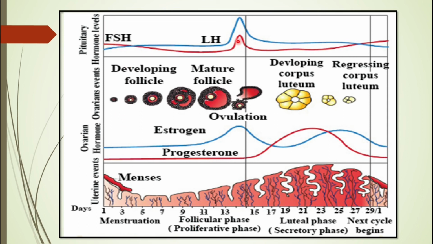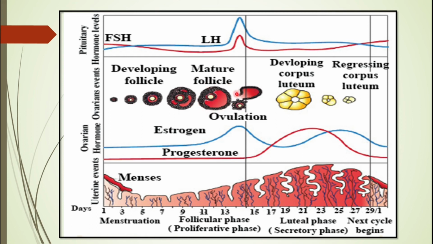By the time we reach the 14th day, see, the follicular phase under the influence of estrogen happens for 14 days. On the 14th day, there is a sudden surge of luteinizing hormone. See, this blue line on the 14th day is increasing. There is a sudden surge. This sudden surge of luteinizing hormone causes the Graafian follicle to rupture, and that process is called ovulation.